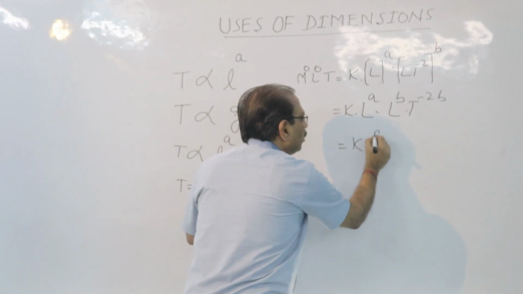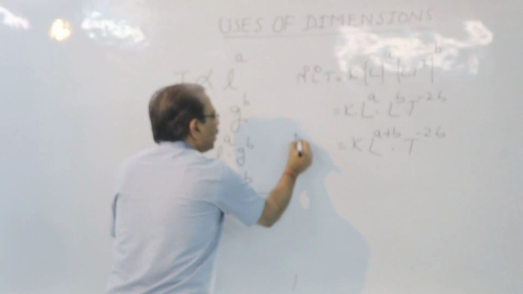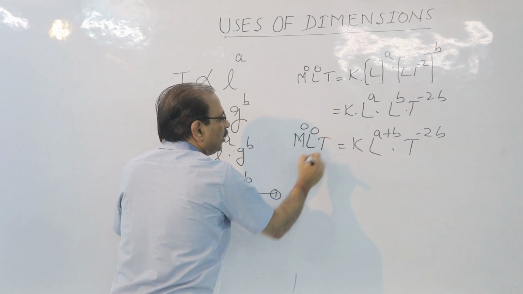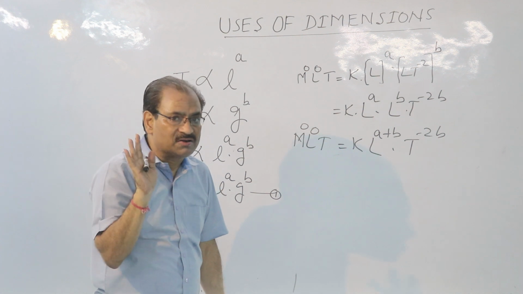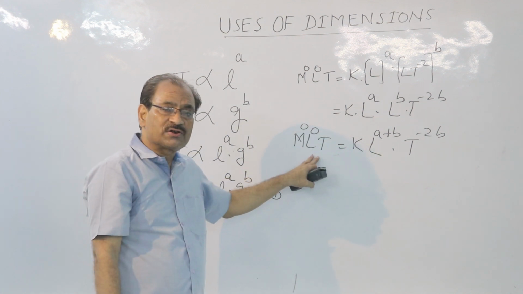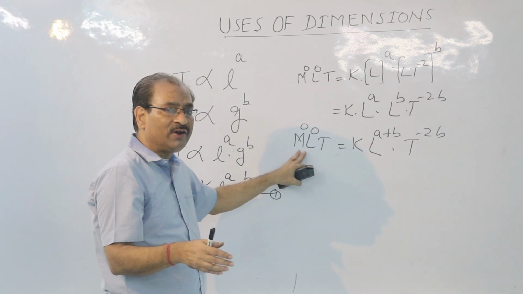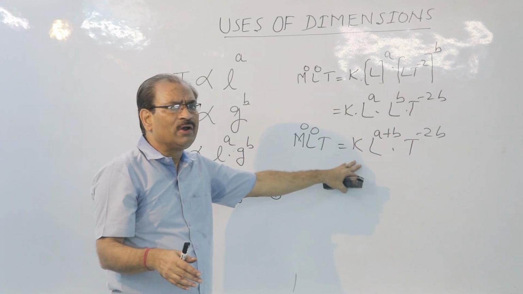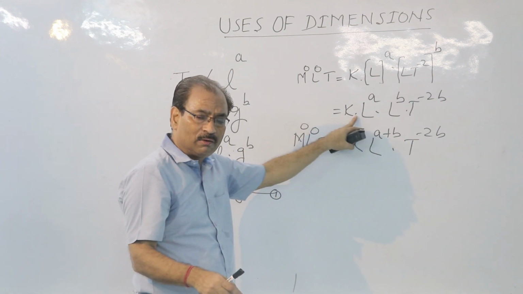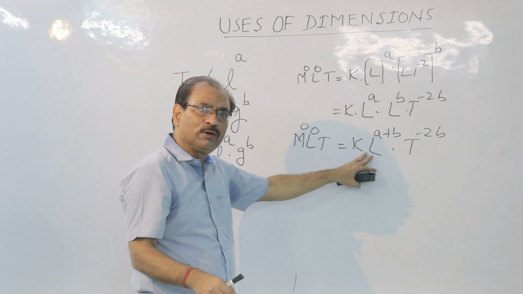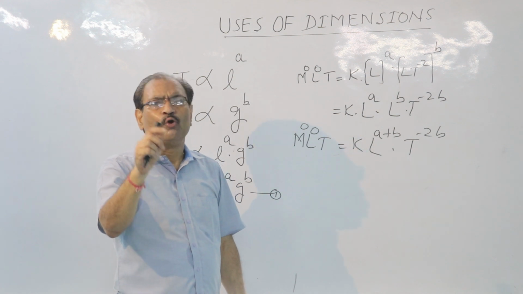So L will become a plus b, t power minus 2b, m0, L0 and t. Now it is also an important step, the last step. Children, in physics, you know a formula is true or correct only if the dimensions of LHS are equal to the dimensions of RHS. I am talking about dimensions of mass, they are equal on both sides. Length will be equal to length, time will be equal to time. This is called in physics the principle of homogeneity.